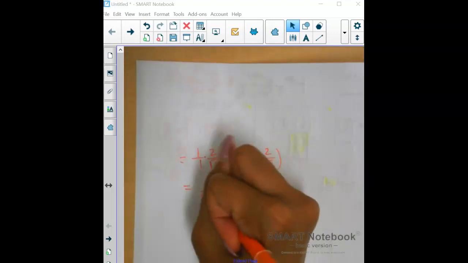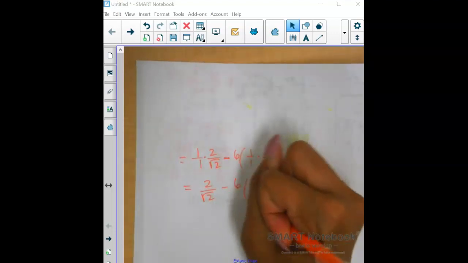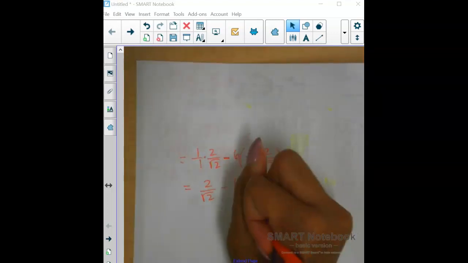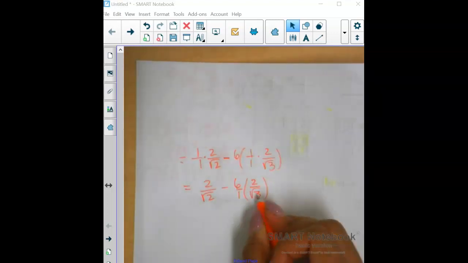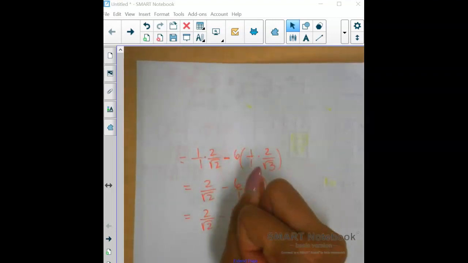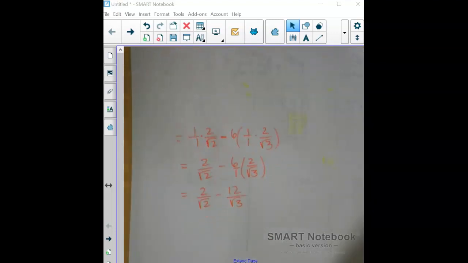This is 2 over the square root of 2 minus 6 times, 1 times 2 is just 2 over the square root of 3. I can multiply this 6 and 1, or 2, because this 6 is over 1. I can just multiply this fraction straight across. If I was to simplify this any further, Jacqueline, what would I need to do?